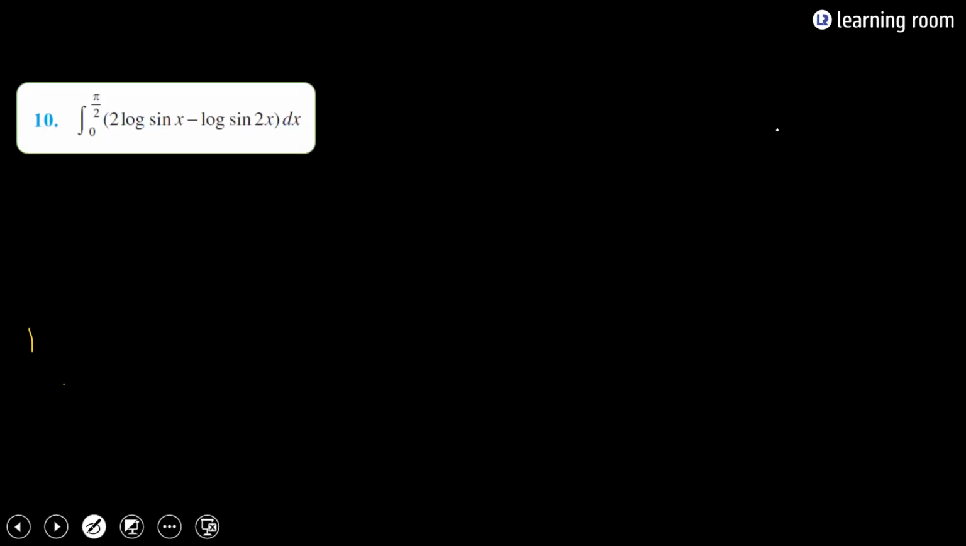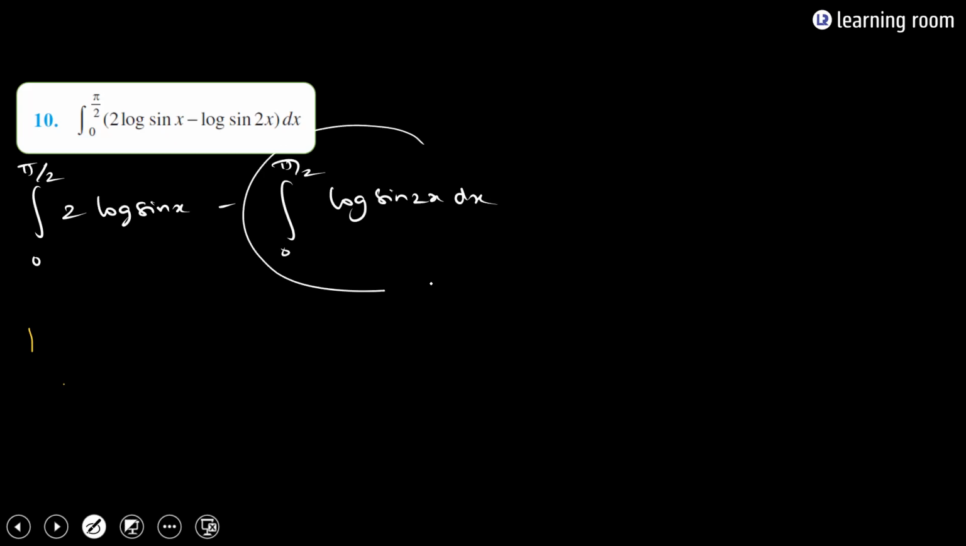This 10th one, if you see integral of 0 to pi by 2 log sin x minus integral of 0 to pi by 2 log sine 2x dx. Remember? In that example problem that I did, we got this in one of the intermediate steps, 0 to pi by 2 log of sine 2x dx. Then what did we do? We took 2x equal to t, and then we proceeded.